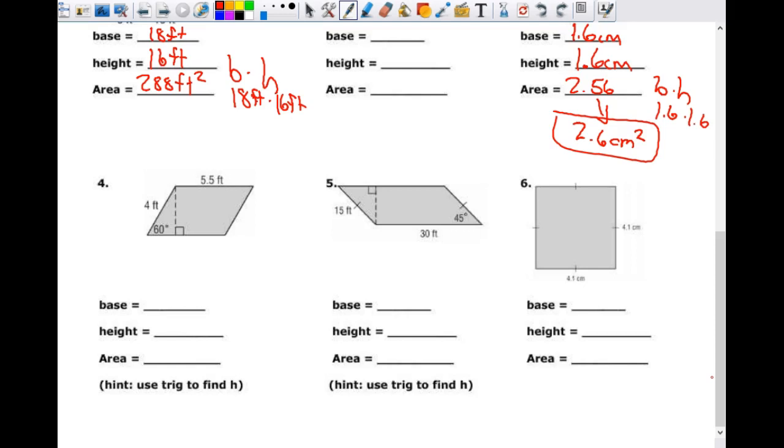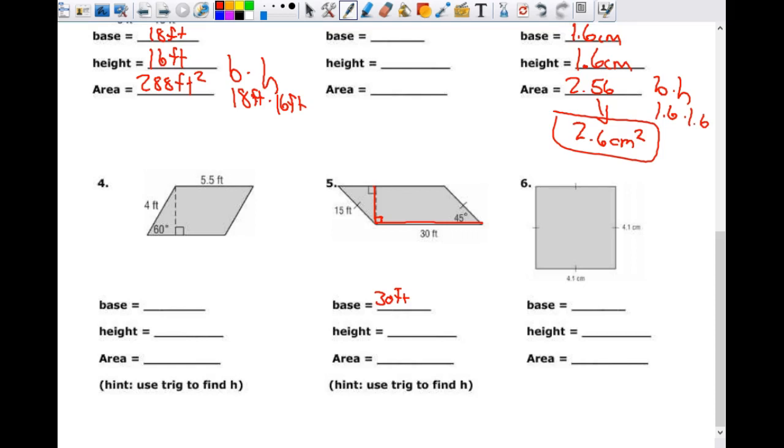Question number 5. This is the trickiest one. Base is easy to find, 30 feet. If I said this is tricky, do you really think 15 is going to be the height? No. What did I just say about the height? What does that have to be to the base? Perpendicular. Is this perpendicular to this base right here? No. This one's the perpendicular one. So that is not the height.